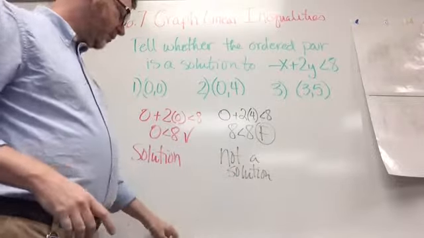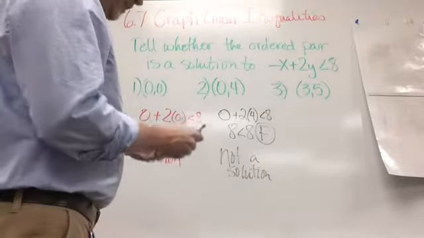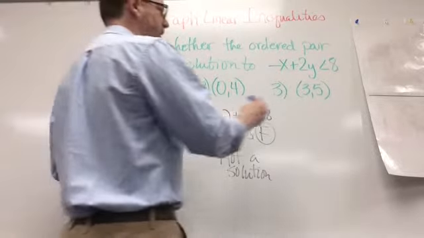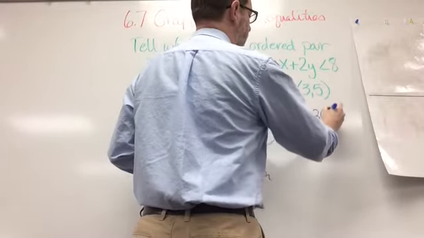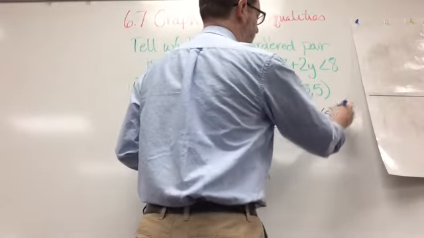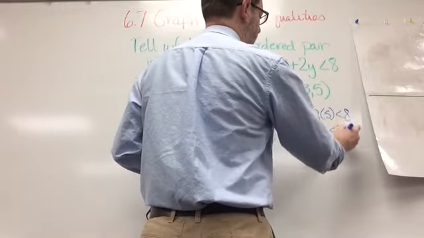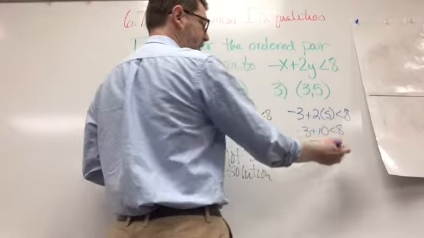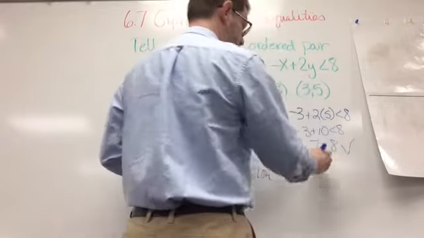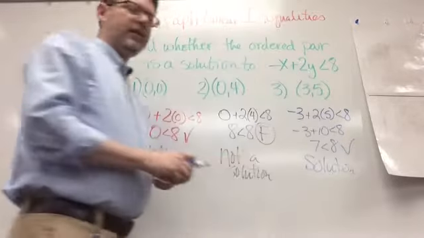And for the last one, (3, 5). Let's plug in (3, 5), and so I'm going to have negative 3 plus 2 times 5 is less than 8. So negative 3 plus 10 is 7. And 7 is less than 8. That's a true statement. So (3, 5) is a solution to that inequality.